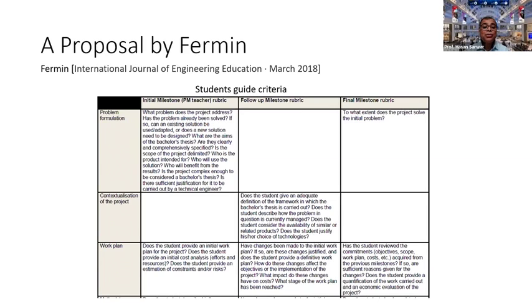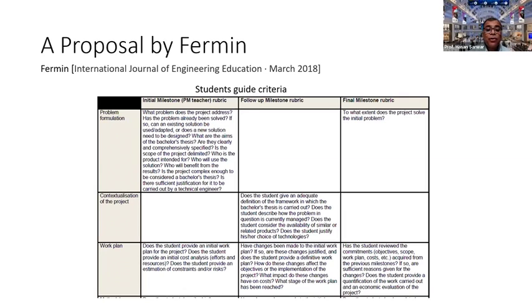What are the aims of the bachelor's thesis? Are they clearly and comprehensively specified? Is the scope of the project delimited? Who is the product intended for? Who will use the solution? Who will benefit from the results? Is the project complex enough to be considered a bachelor's thesis? Is there sufficient justification for it to be carried out by a technical engineer? So this is the initial milestone rubric.